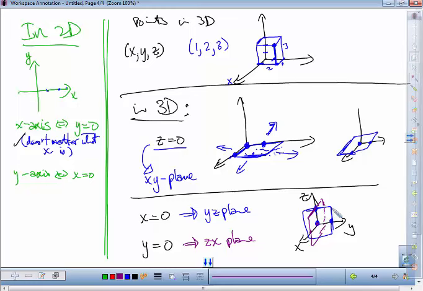Okay? So these are the coordinate planes. The coordinate planes can be described with some variable equal to 0. Right? And when I say coordinate planes, I mean either the xy plane, the yz plane, or the zx plane. Those are equivalent to like the axes or something, the lines that describe the axes in 2 dimensions.